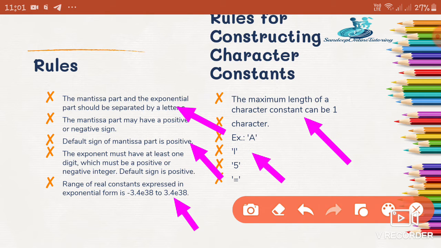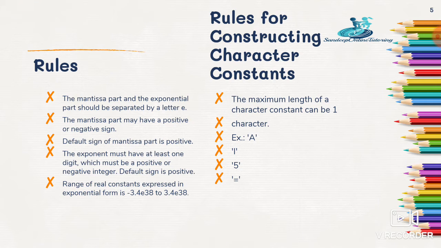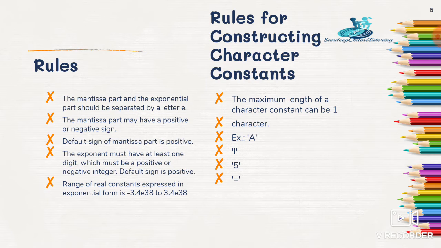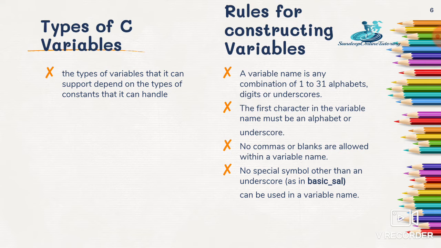So these are the different rules which we will use while constructing different kinds of constants. So we have different kinds of variables also.